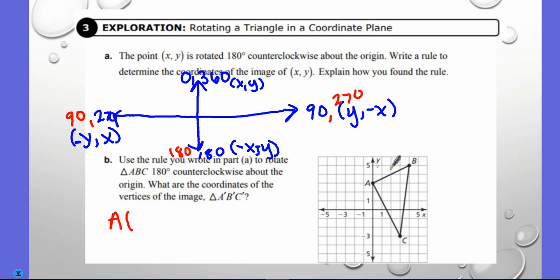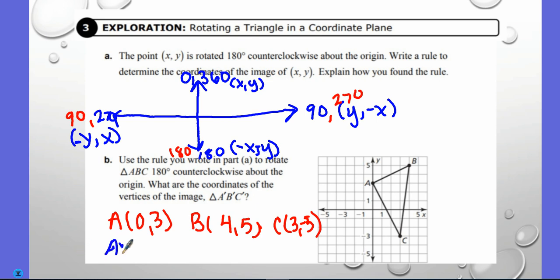So the rule tells me first I want to go ahead and write down these ordered pairs for the pre-image. Make my life easier here. 1, 2, 3. So you get 0, 3, and then you get 4 and 5. And then for C, you would get positive 3 and negative 3. Okay, so according to my rule, the rule we have here is just to take the opposite of the signs. So A prime would be 0, which is neutral, so it's neither negative nor positive, and negative 3. B prime would be negative 4, negative 5, and C prime would be negative 3 and positive 3.